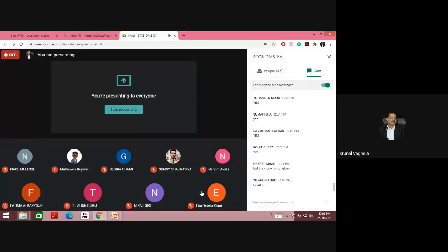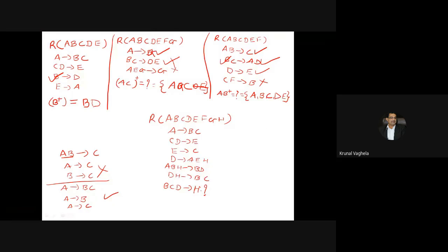But the closure is not given. Yes, but you need to find closure, right? If I need to find whether BCD can find H, then how can I verify that? I need to find closure of BCD. If I can find closure of BCD and H is in the closure, then you can say that yes, I am having BCD, then I can find H. So let's find closure of BCD.